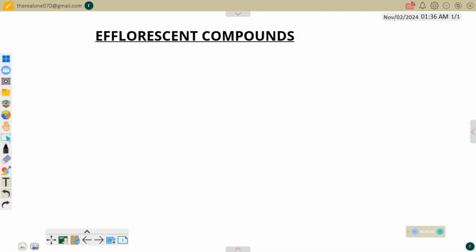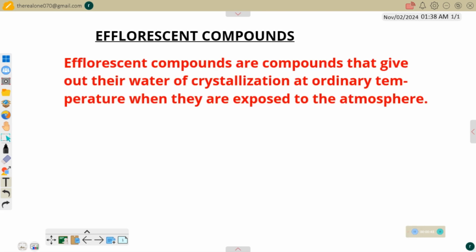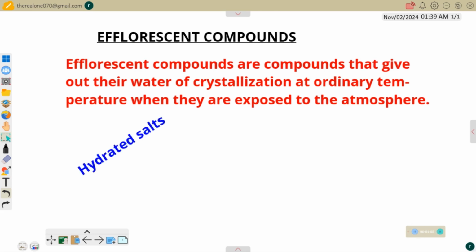Efflorescent compounds are compounds that give out their water of crystallization at normal temperature when they are exposed to the atmosphere. What we mean by this is that those compounds lose their water of crystallization anytime they are exposed to the atmosphere. They are usually salts, and such salts that contain water of crystallization are called hydrated salts. So the hydrated salt can lose the whole of their water of crystallization. So when they lose the whole of their water of crystallization, they become anhydrous salt.